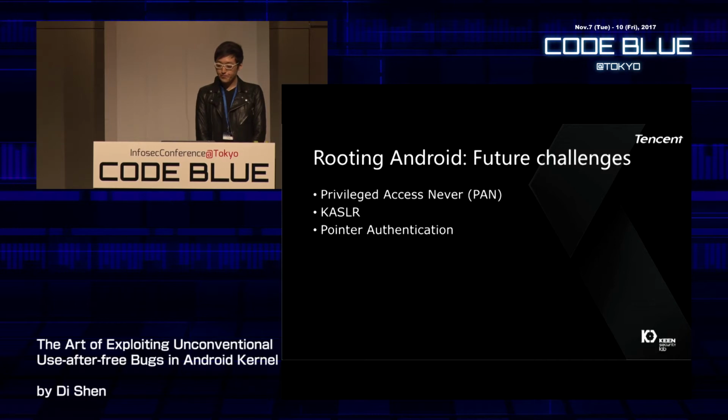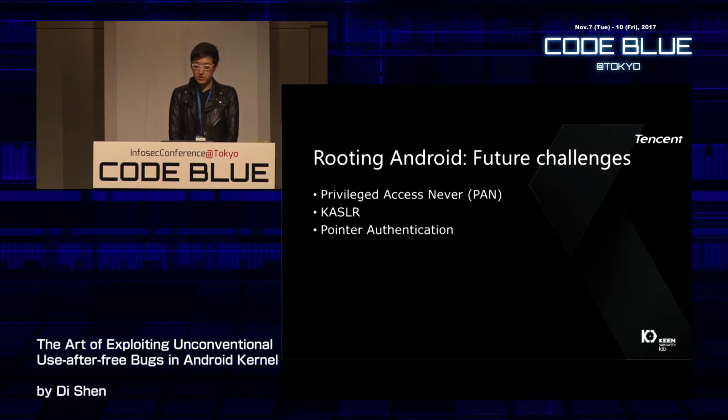So there will be PAN, whose full name is Privileged Access Never. It's a hardware feature on ARM CPUs, and it will be introduced in ARM version 8.1. It's equal to SMAP for Intel CPUs. And the second one is KASLR. It's already launched on the latest devices powered by the Snapdragon 835 mobile platform.